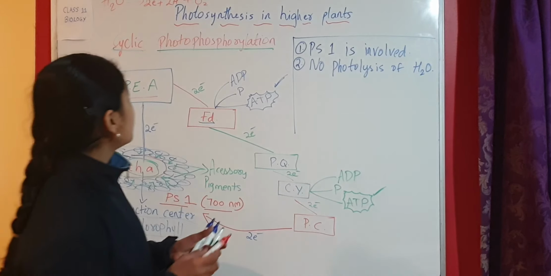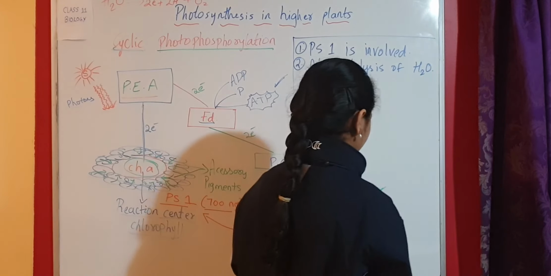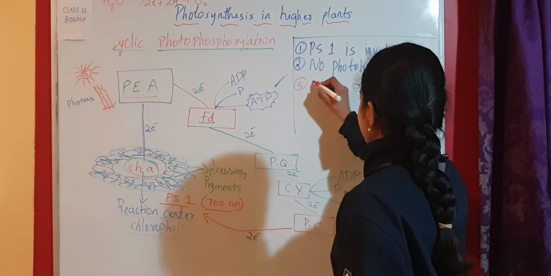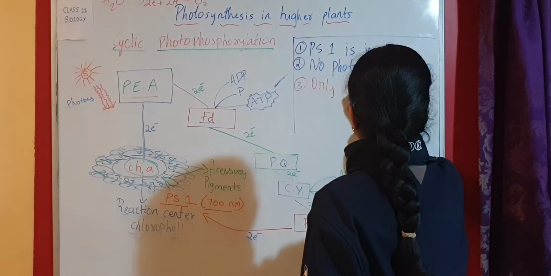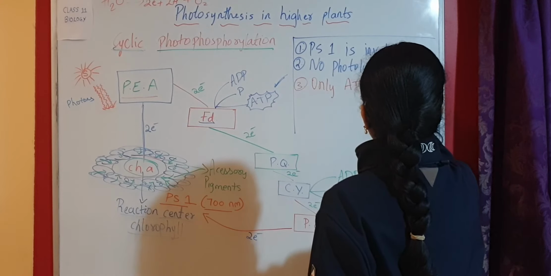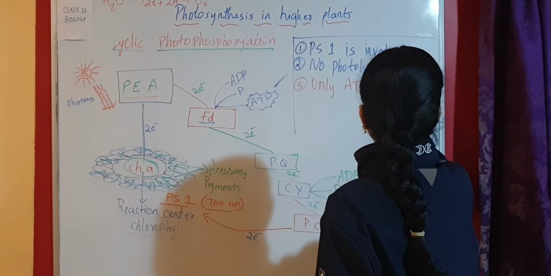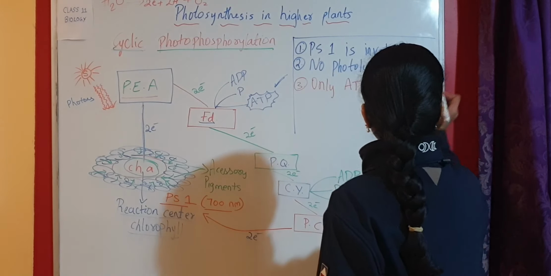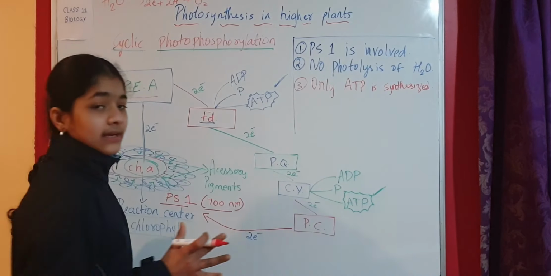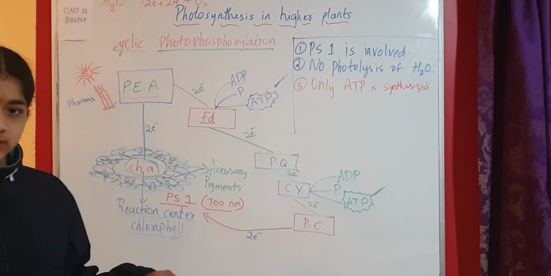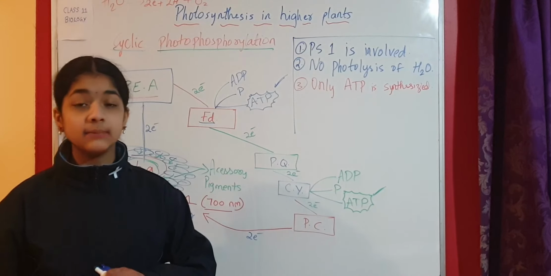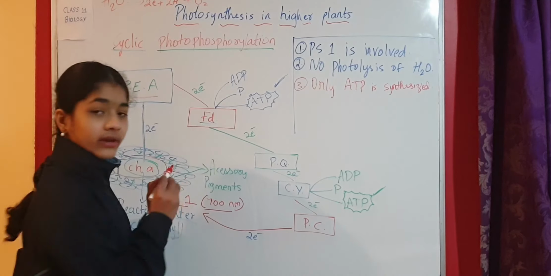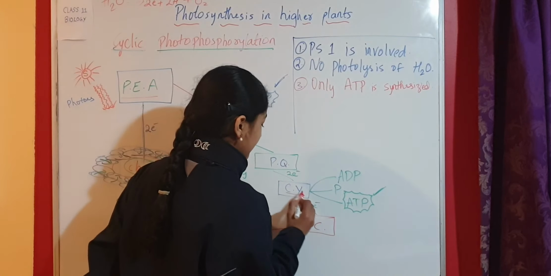So that's why there is no photolysis of water which is taking place. The third important point is only ATP is synthesized, or only ATP is made. Usually in light reaction there have to be two products which get synthesized, ATP and NADPH2. Here just ATP is synthesized, when it is going to ferredoxin and when it is going through cytochrome.